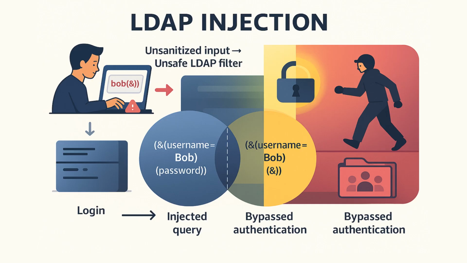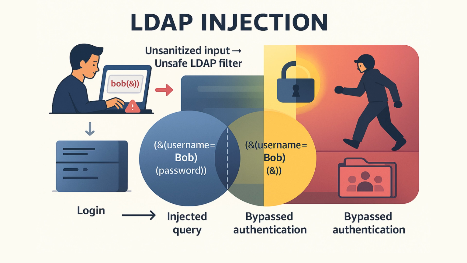Alright, let's talk about LDAP injections. LDAP queries read or modify network directory data like user accounts. If an application builds LDAP filters from unsanitized user input, attackers can basically bypass authentication. For instance, they can enter something like this, Bob ampersand. This is used to trick the system into skipping password checks.